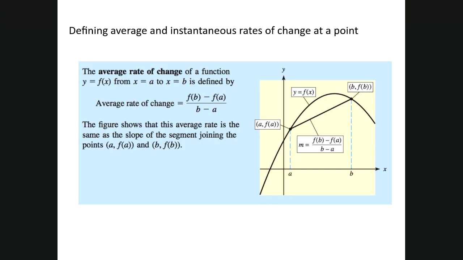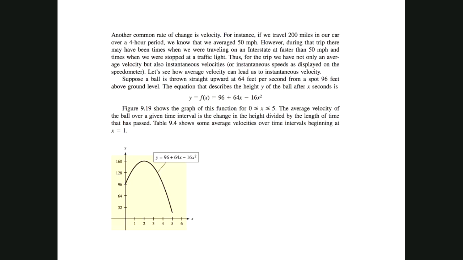Defining average and instantaneous rates of change at a point. That is, the average rate of change is f of b minus f of a over b minus a, which is really slope. That is what we're dealing with. When we deal with derivatives, we're really trying to deal with the slope at any given point. Now, we're going to go at this a little bit slower, but that is what it is. It's slope.